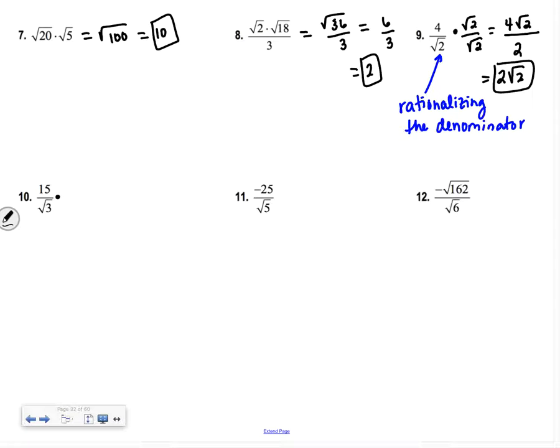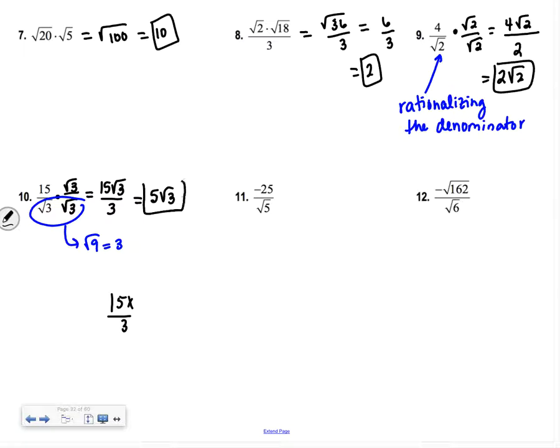So this next one, I have the square root of 3 on the bottom. Well, what do I need in order to make that something I can take the square root of? If I multiply by another square root of 3, then I get a 3 on the bottom because it becomes square root of 9, right? And then on the top, I have 15 root 3. So if I had 15x divided by 3, that would work out to be 5x. So this is going to be 5 square root of 3 in the end.